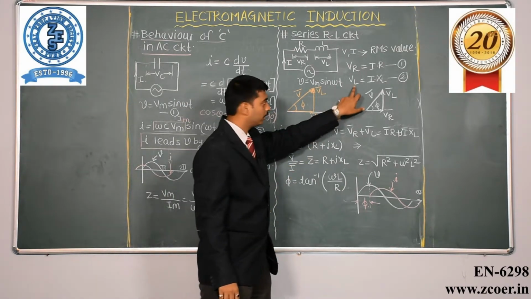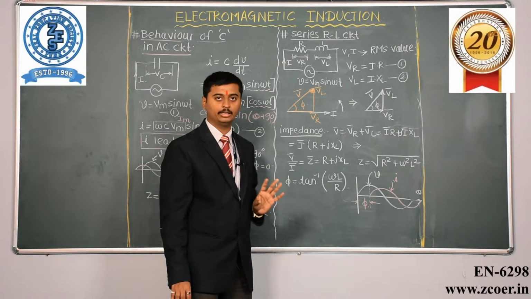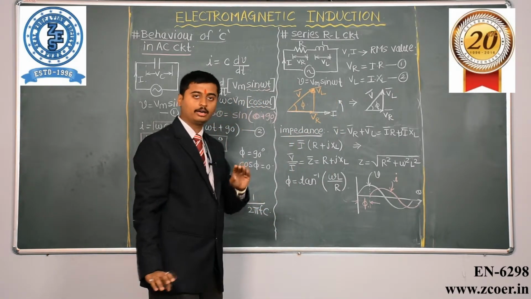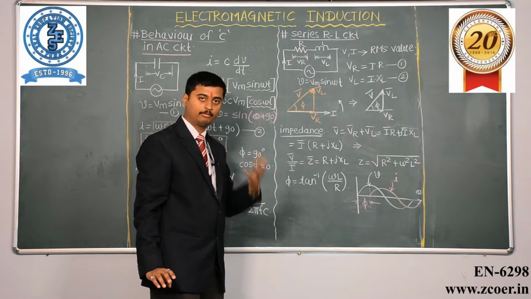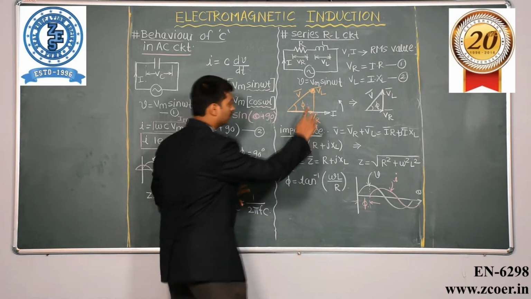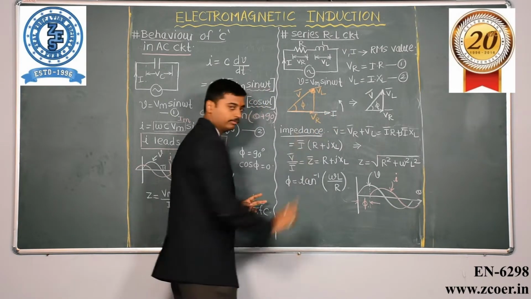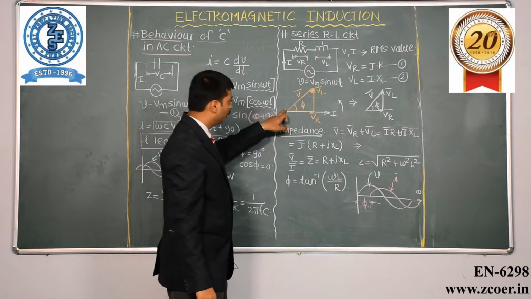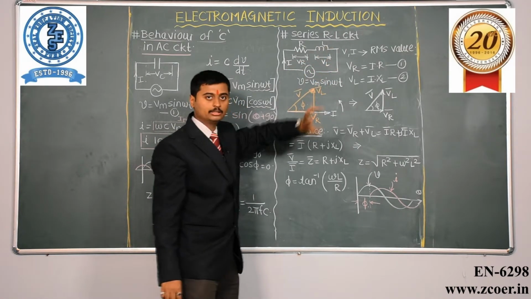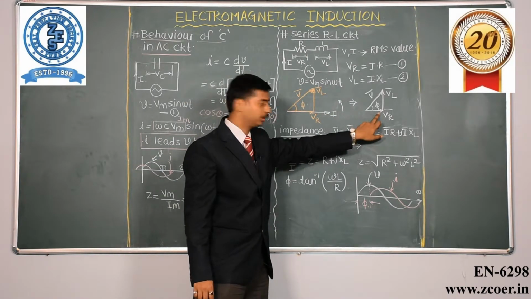Whereas in an inductive circuit, the current lags the voltage by an angle of 90 degrees. Here we are tracing in the anti-clockwise direction. Current lags the voltage; another way to say this is that voltage leads the current. This is the voltage which leads the current by an angle of 90 degrees. So this is the resultant voltage if we connect the resistance and the inductor in series, that is voltage V. This is the voltage triangle.